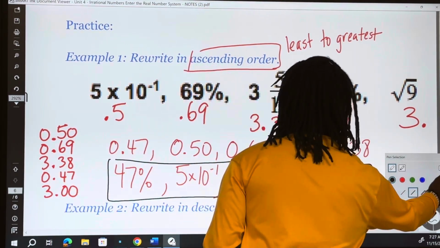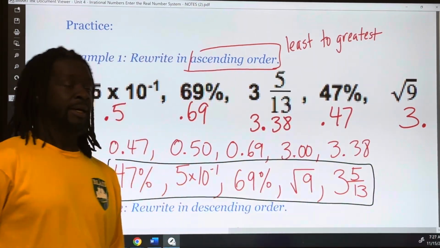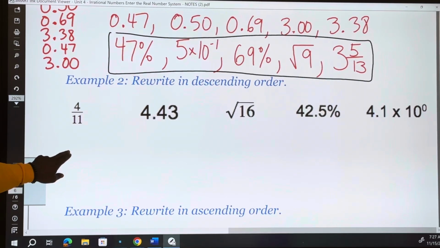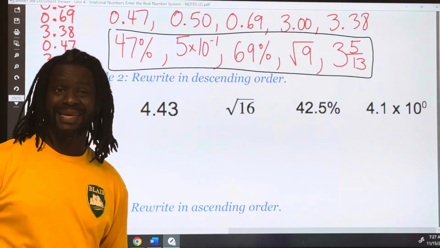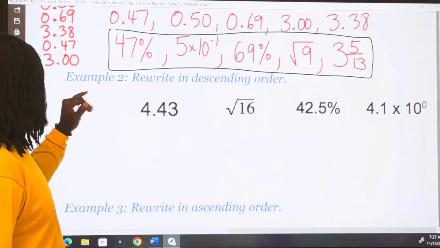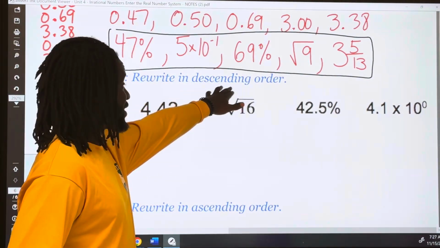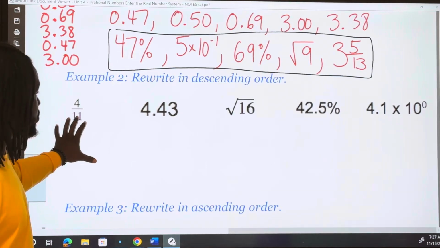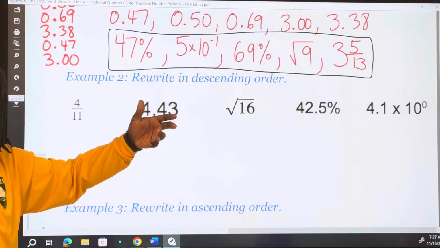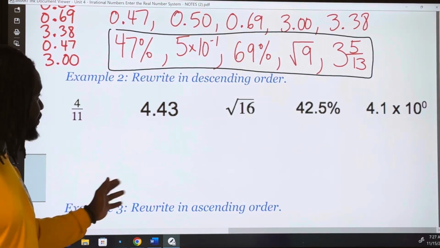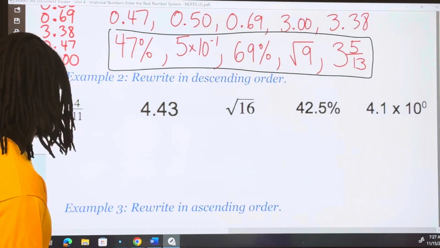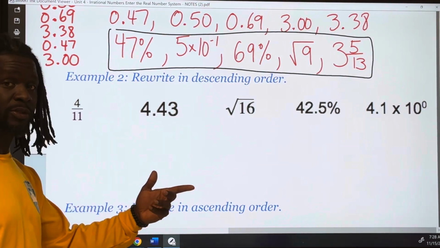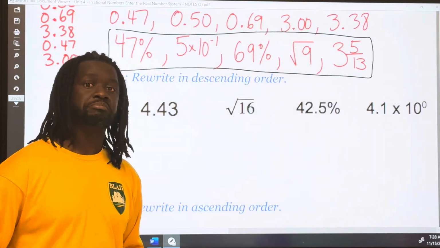All right? So, there you have it. For this next one, again, I want you to read it, rewrite them in descending order. Okay, what is descending order? Then I want you to convert all of them to decimals. You can line up the decimals and then put them in descending order, which is from greatest to least. All right? So go ahead and pause it and then check your work.